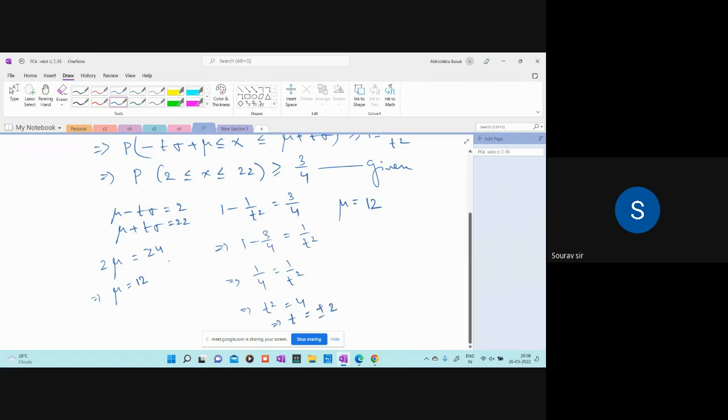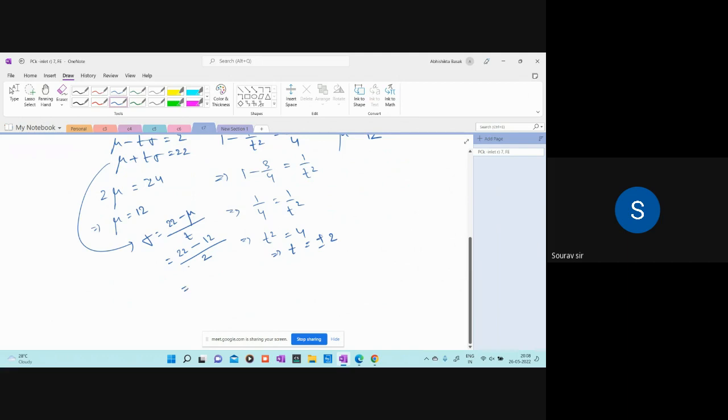If I want to find the value of sigma, I can put it in any of these equations. Suppose I choose this equation. Sigma equals 22 minus mu divided by t, that is 22 minus 12 divided by plus 2, I am taking plus 2 because sigma is always positive. So 22 minus 12 is 10, divided by 2 equals 5, which is greater than 0. So I am getting t equals 2, mu equals 12 and sigma equals 5.